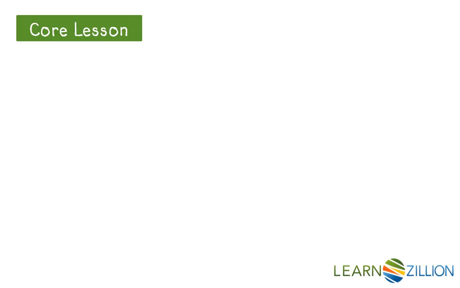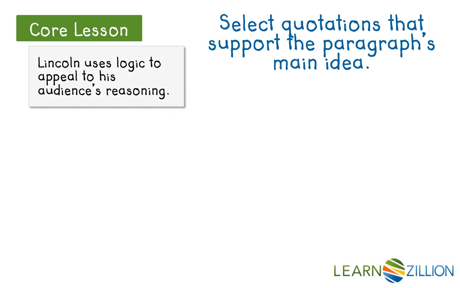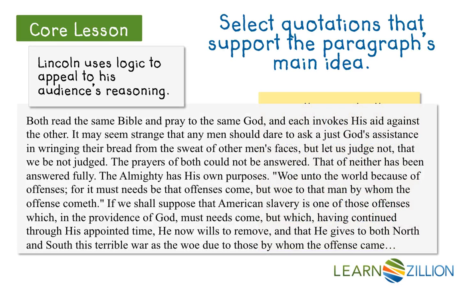So now, select quotations that support the paragraph's main idea. Keeping the main idea of the paragraph in mind when selecting quotations is important because we need to find quotations that appeal to logic. I remember from my notes where Lincoln uses logical reasoning to say that the North and South are off track, that God has a different agenda than theirs. So let's go ahead and look again at the text in order to determine Lincoln's line of reasoning and highlight areas that appeal to logic.